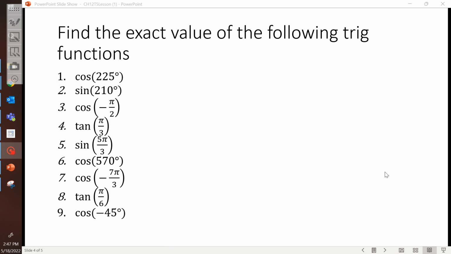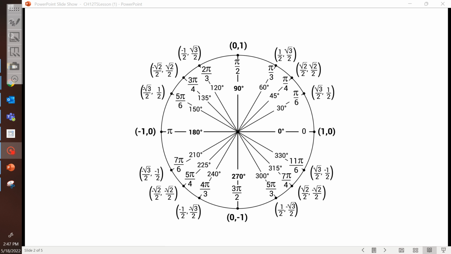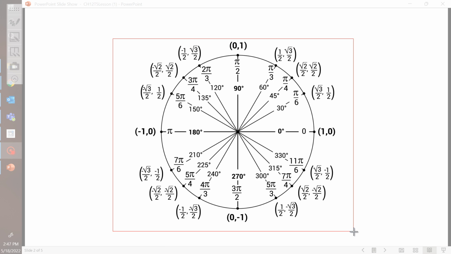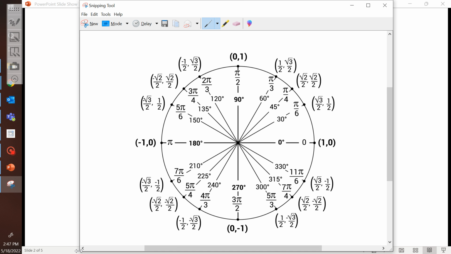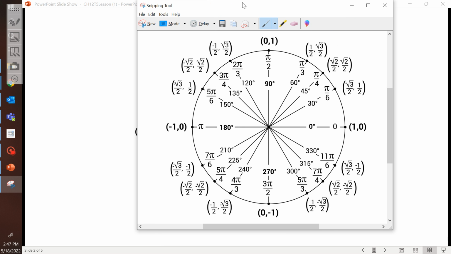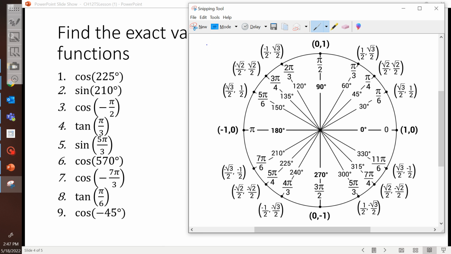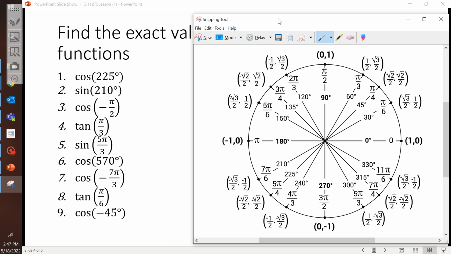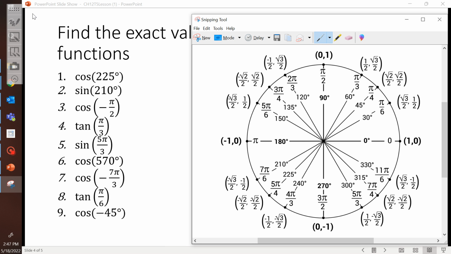Okay, so we're going to evaluate a couple of different trig functions at different angles. So I'm going to get a copy of the unit circle that I can use now. All right. I want to evaluate each of these trig functions. Basically, what we have to do is find the angle, and then whether it's sine, cosine, or tangent will tell us what the answer is based on the angle.